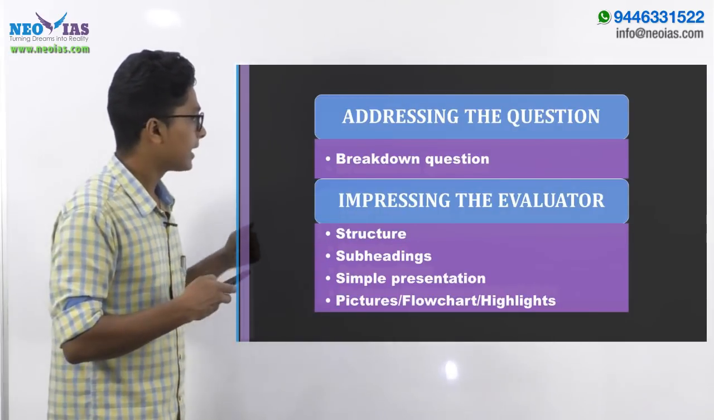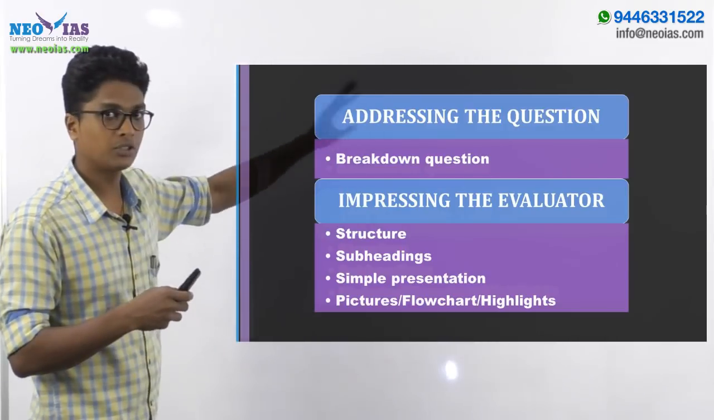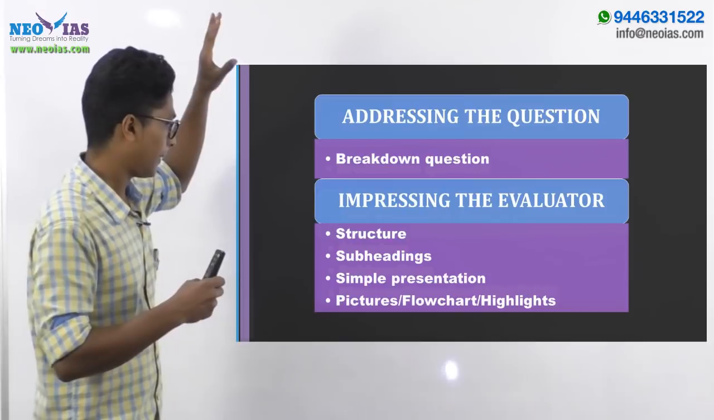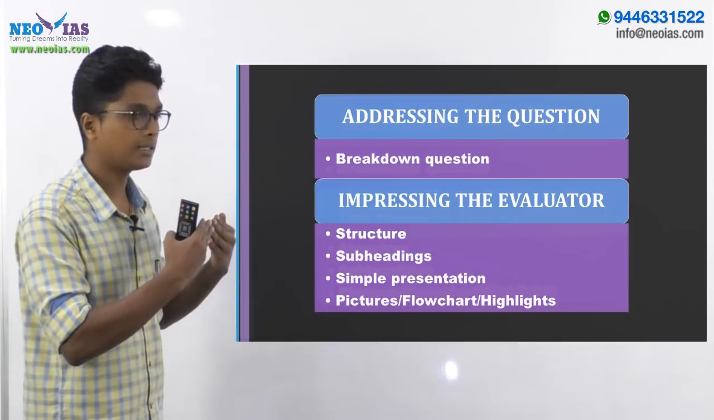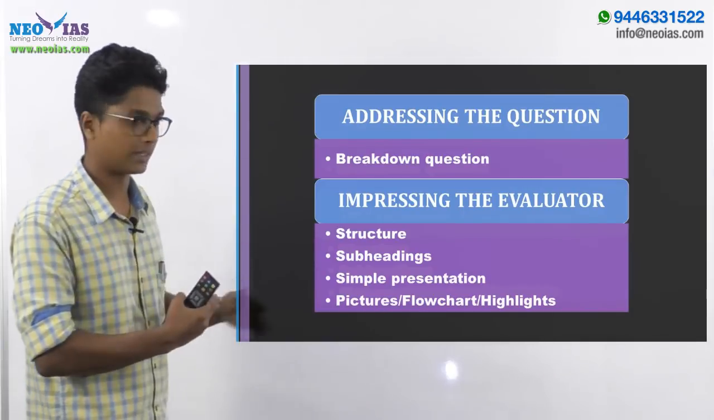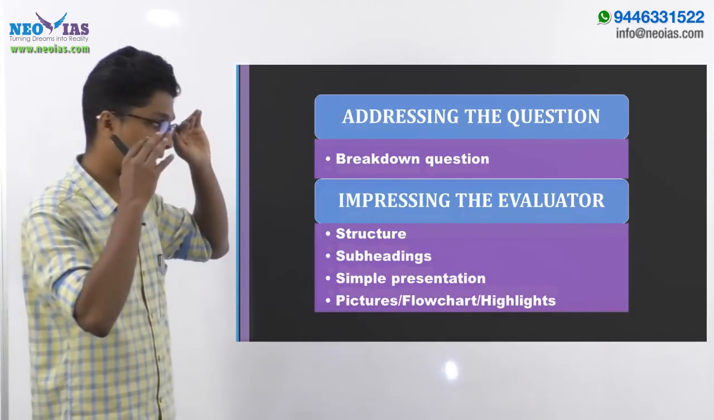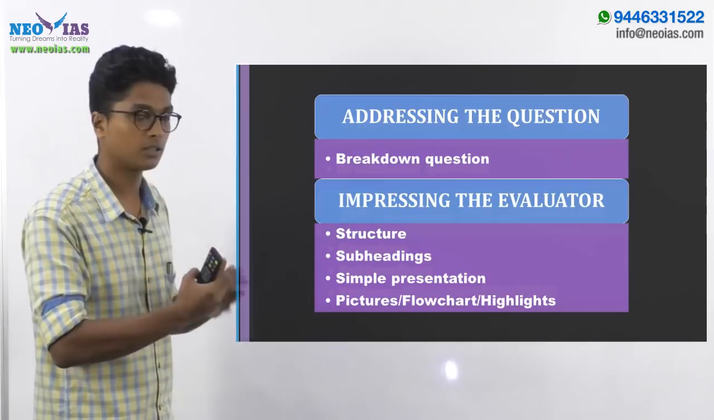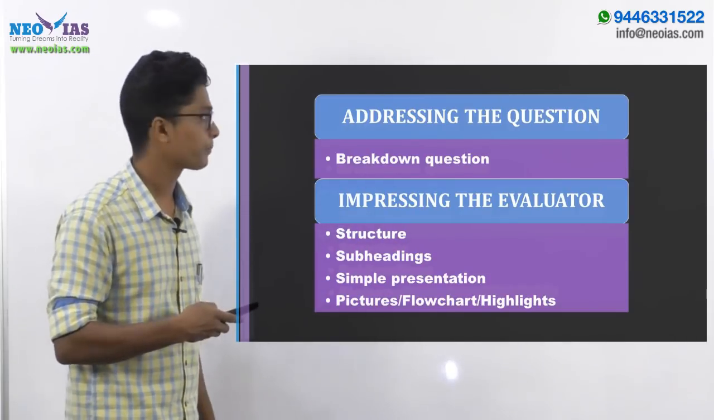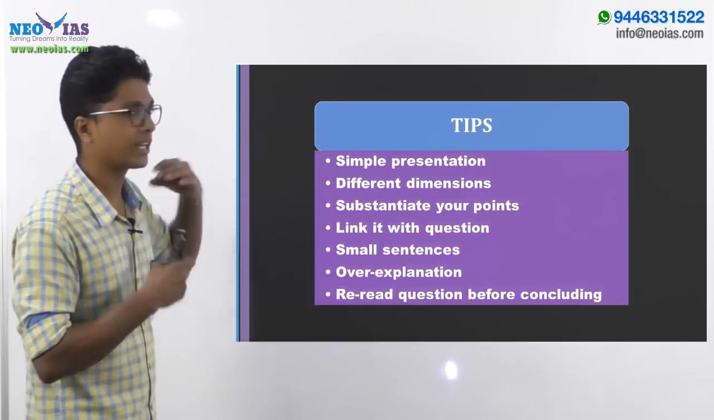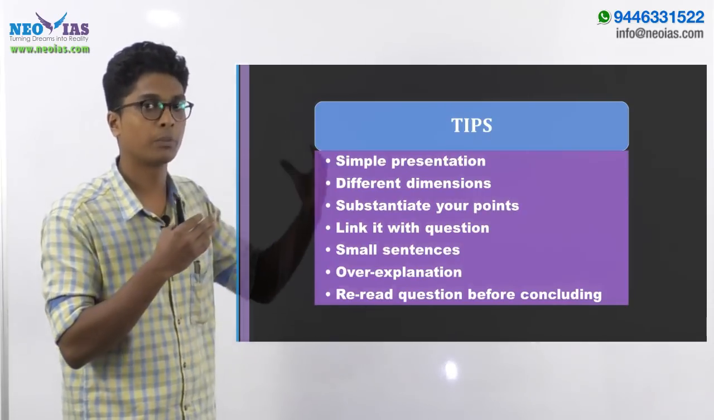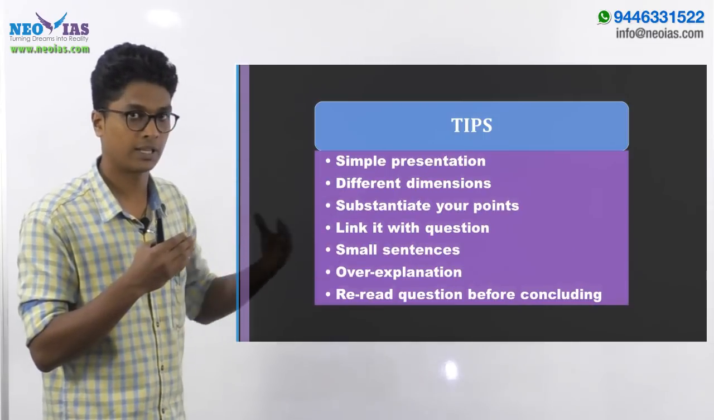Now, these are the two things you need to keep in mind: addressing the question and impressing the evaluator. It should make things easy for the evaluator. You can use various other things to do that. These are the bare minimum things. So at least in your initial answers, before writing them, try to keep these things in mind. Now we'll discuss some general tips that will leave a good impression with the evaluator.